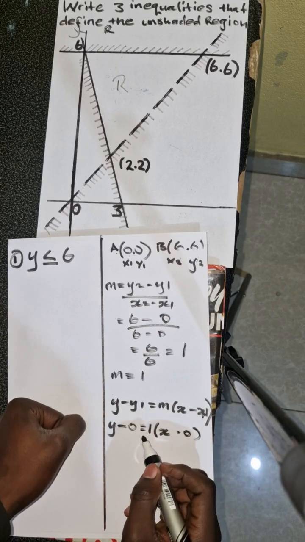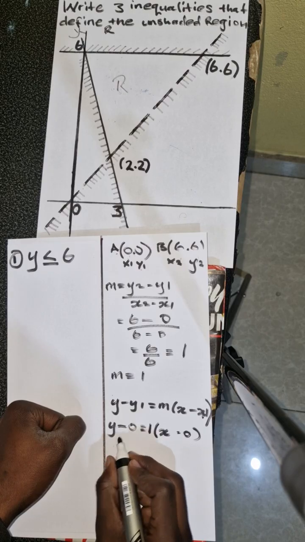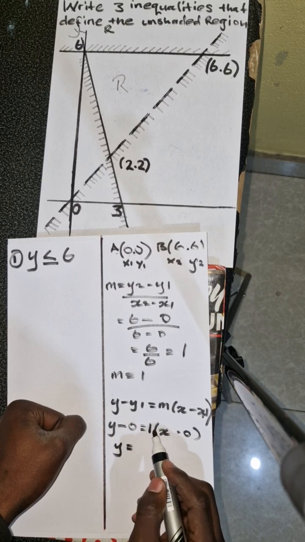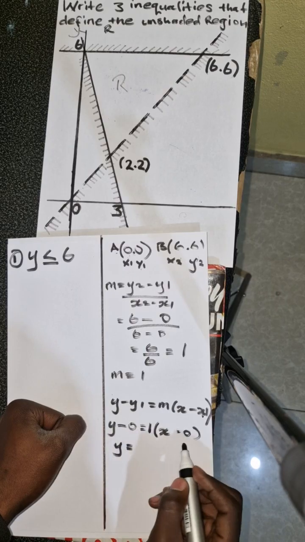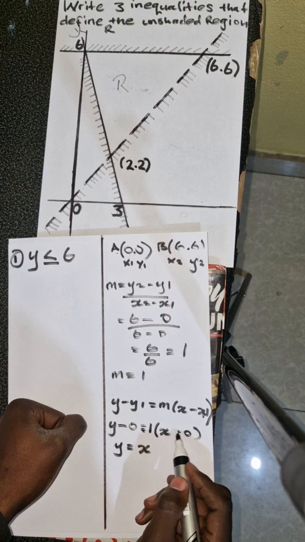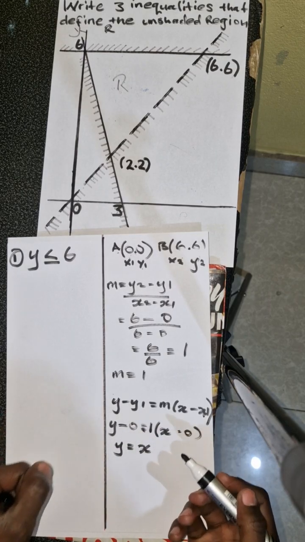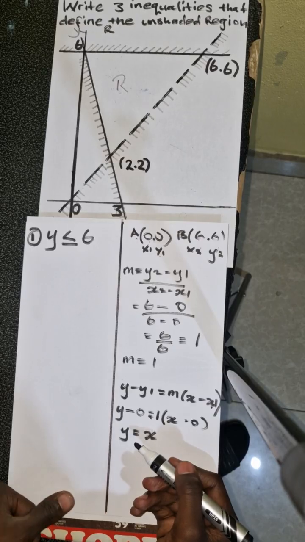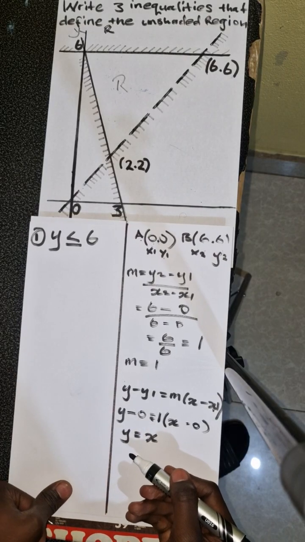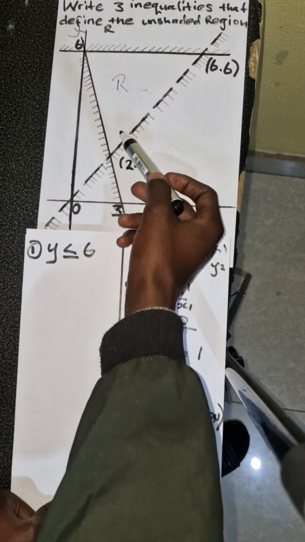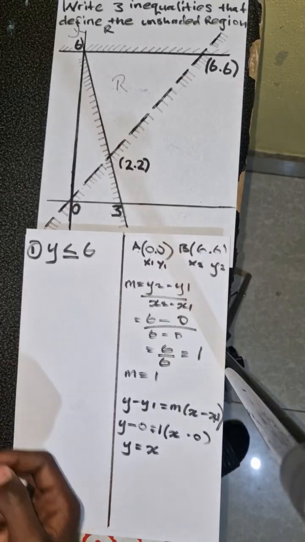So now we start the calculation. Here we know it's 0. So we are going to say y equals 1 times x, it's x, minus 1 times 0, it's 0. We know that. Now we have the equation of the straight line. So this equation now is describing this dotted line here.